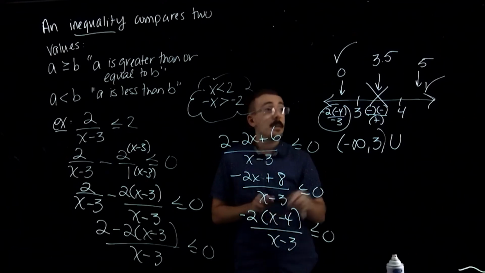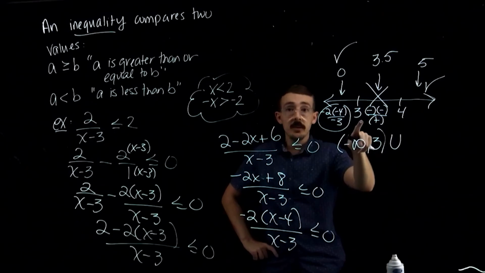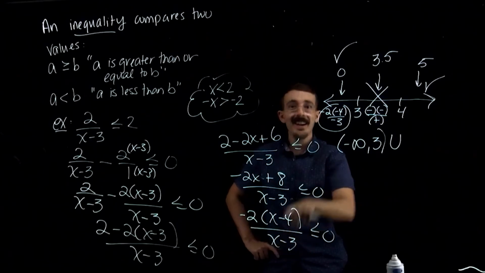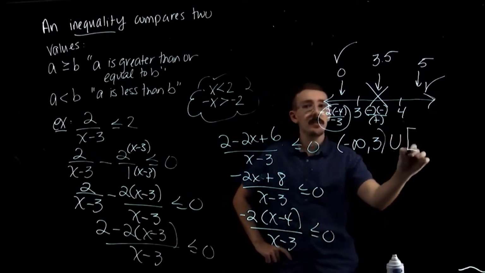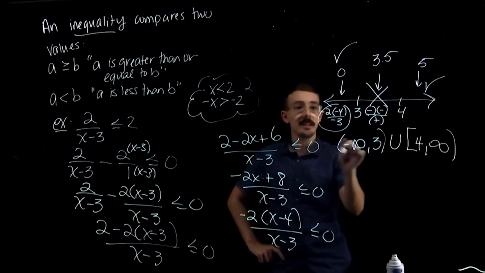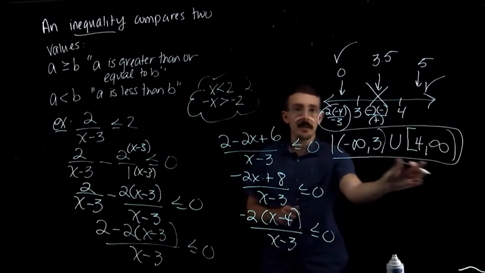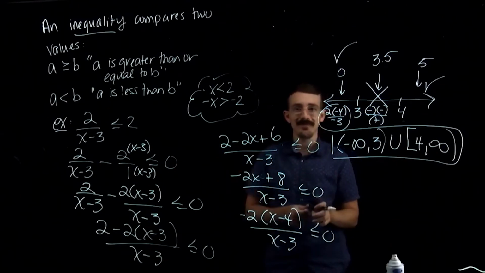The last question is, what am I going to do about including the 3 and the 4 in the solution? You would never include 3 because it makes the denominator 0. That's very bad in math. You would include the 4 because it makes the numerator 0, and that's OK, because 0 equals 0. You have the equals sign. So I'm going to include the 4 by putting a bracket. I'm going to exclude the 3 by putting a parenthesis. And this is my solution to the inequality. All of these numbers make the original statement true.